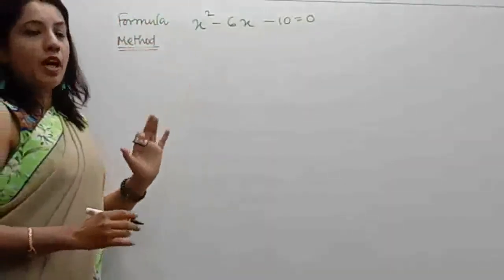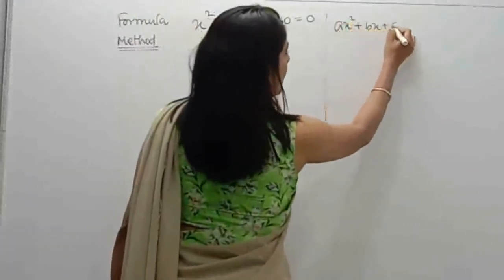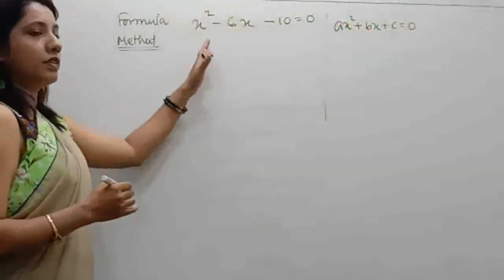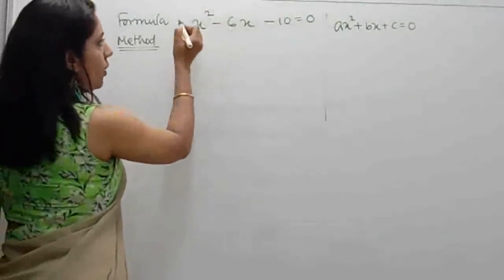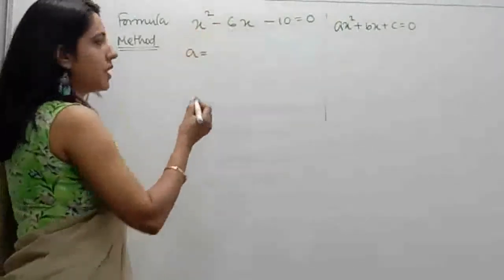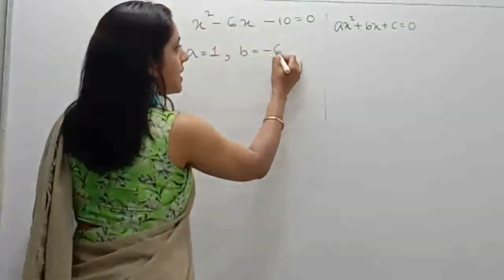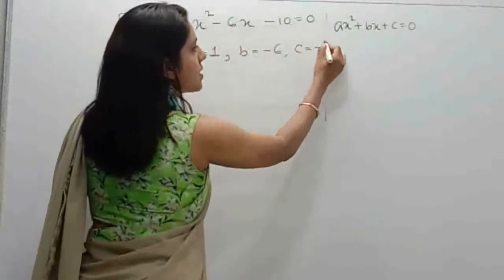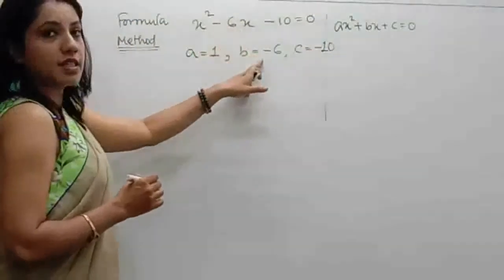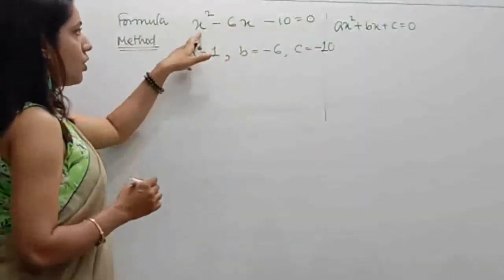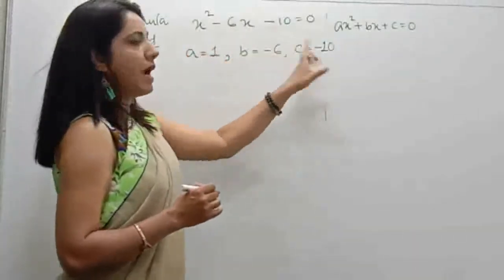From this formula, again I'll tell you, keep this general equation in mind and find out what your a, b, c are by comparing with the general equation. So a is the coefficient of x square. Here nothing is written, that means it is 1. b is the coefficient of x and that is minus 6. And c is the constant term, that is minus 10. Don't forget to take the sign. If there are minus signs, you have to consider the signs as well. So a is 1, b is minus 6, and c is minus 10.